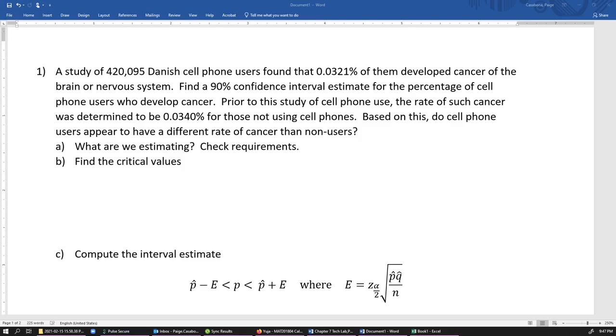Everyone, I'm making this video to show a few worked out examples of interval estimates using Excel and the formulas that we're working with. So this first example, we'll just start reading it through.